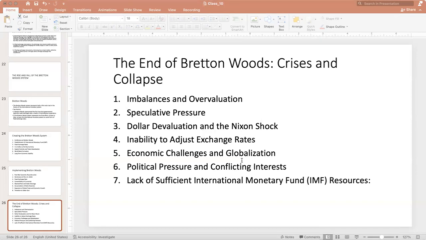So these factors, among others, led to the collapse of the Bretton Woods system and the transition to a more flexible exchange rate regime. And because of that, the world decided to implement a floating exchange system instead of a fixed one. The collapse of Bretton Woods marked a significant turning point in the global monetary system and had far-reaching implications for international trade and finance that we are going to cover in this course in the following weeks.